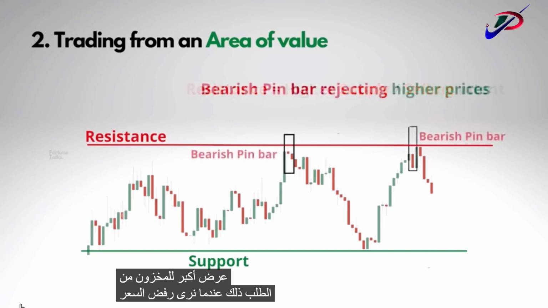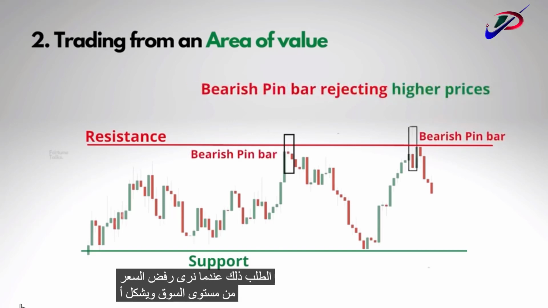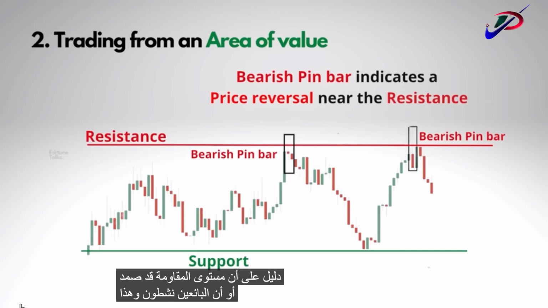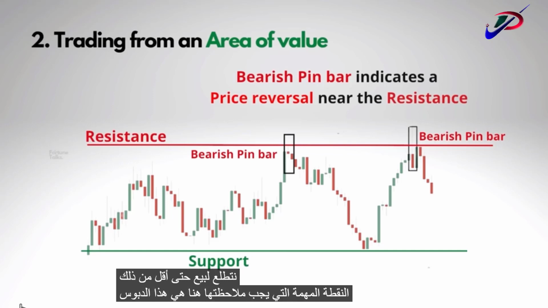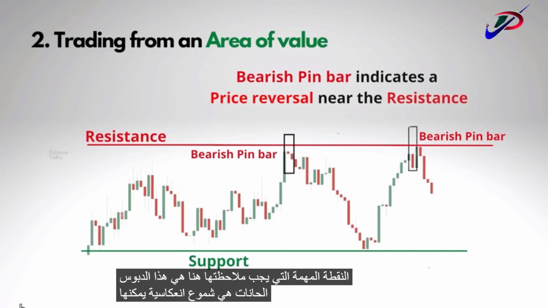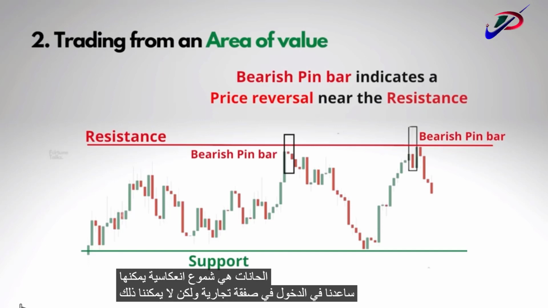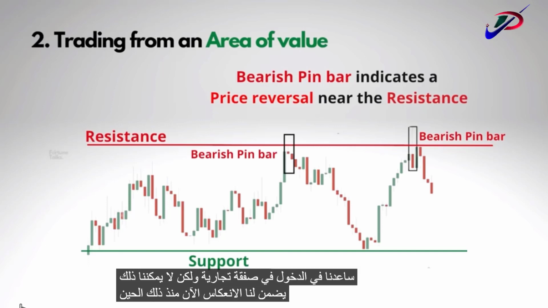So when we see a price rejection from the market level and it forms a bearish pin bar candlestick, this is a clue that the resistance level has held or the sellers are active, and this is an indication that the price may now be looking to sell off even lower. The important point to note here is that pin bars are reversal candlesticks which can help us make a trade entry but can't guarantee us a reversal.